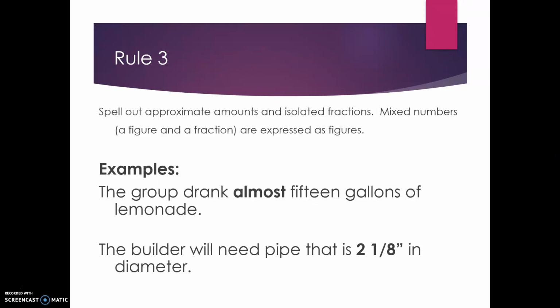Rule 3. Spell out approximate amounts and isolated fractions. Mixed numbers, a figure and a fraction, are expressed as figures. Example, the group drank almost fifteen gallons of lemonade. Because the word almost is there and it is an approximate amount, fifteen has to be spelled out. The builder will need a pipe that is 2 1/8 inch in diameter. That is a mixed number, a figure and a fraction, and they are always expressed as figures.